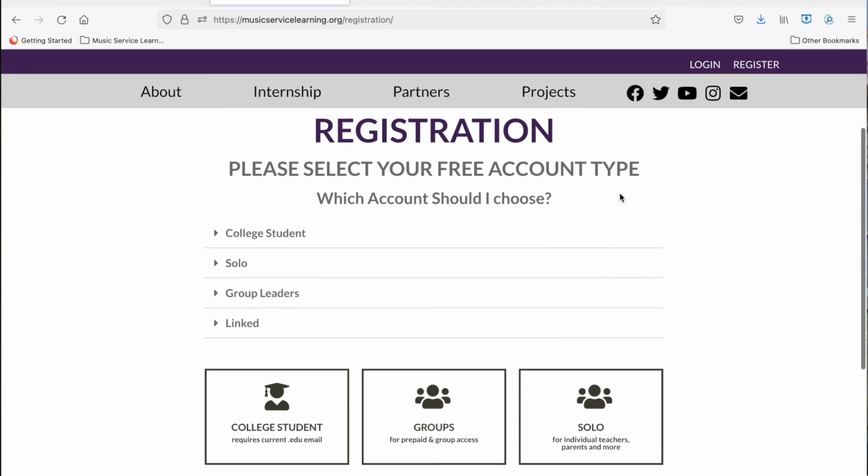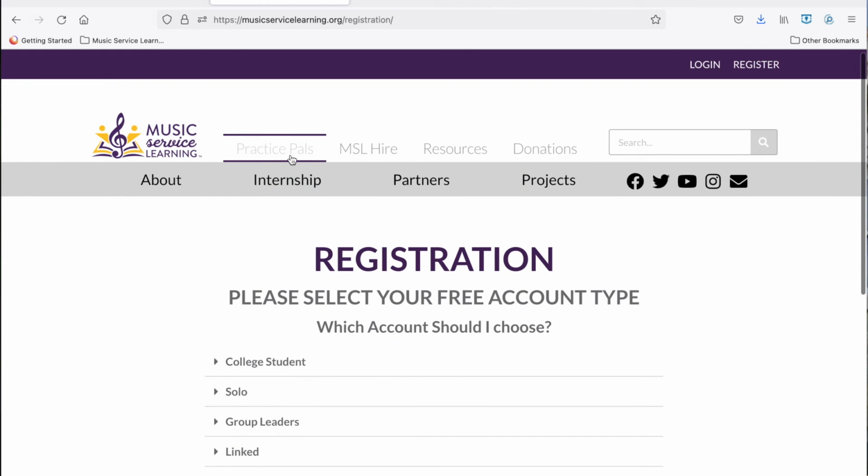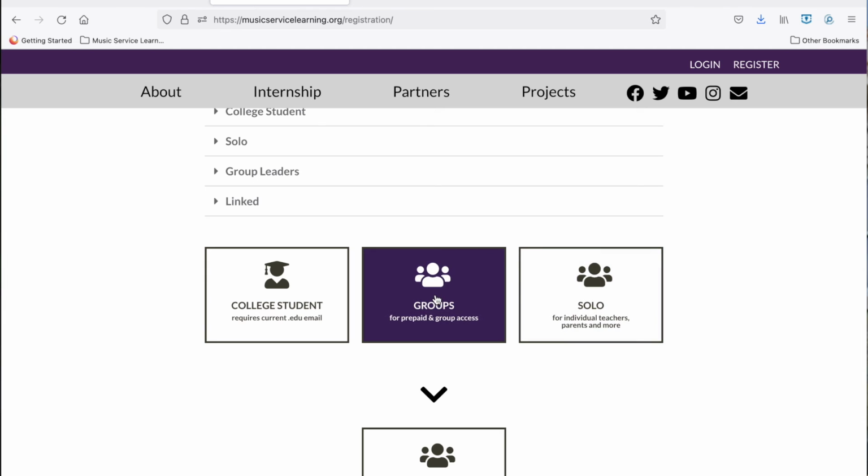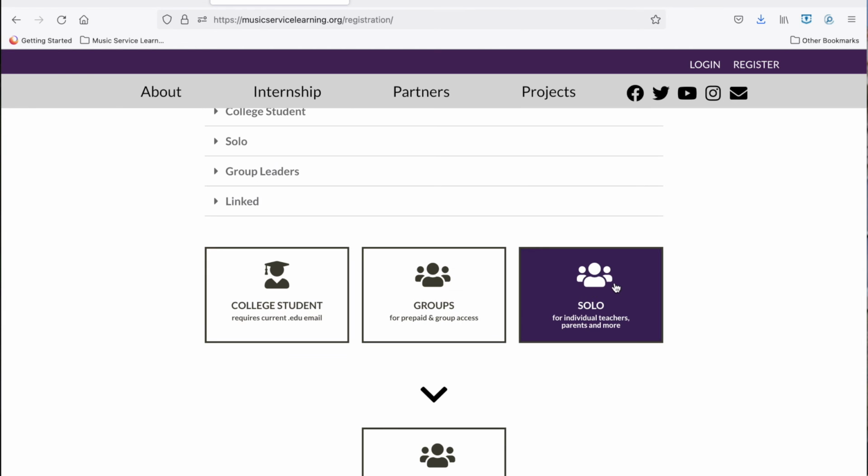People who are registering for one person to sign up for Practice Pals should pick a solo account for which to register. Please keep in mind that even though your teacher might belong to a group and have given you a group code, you are an individual signing up for Practice Pals and you should create a solo account.